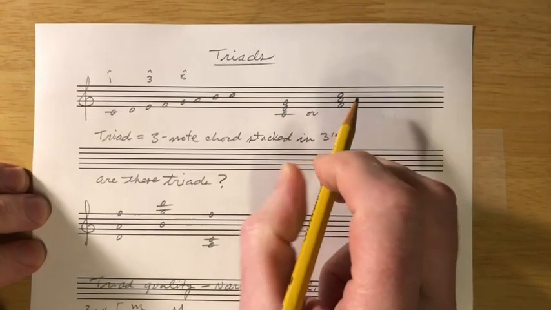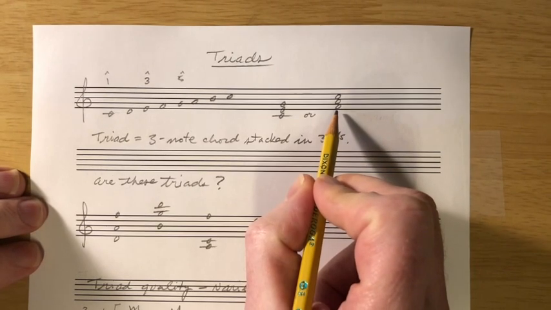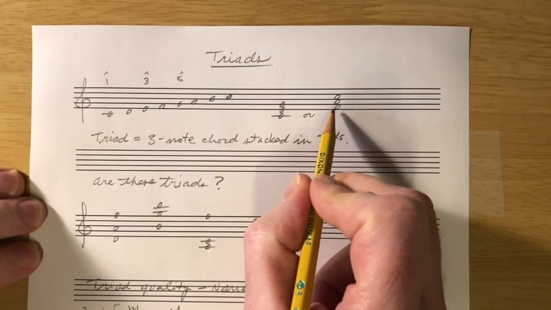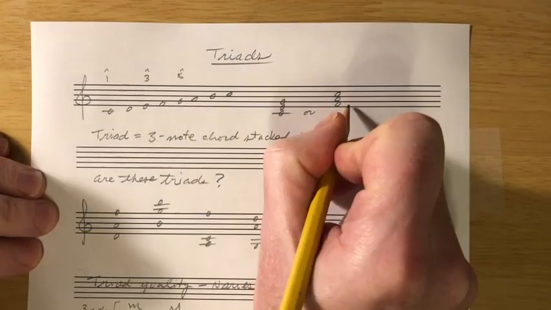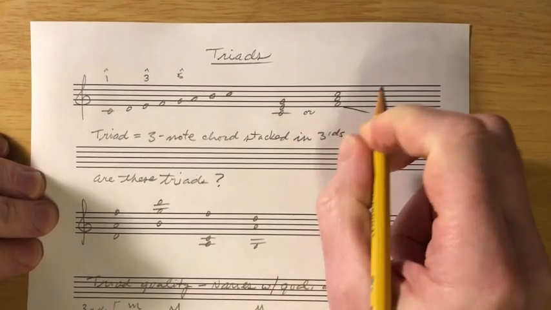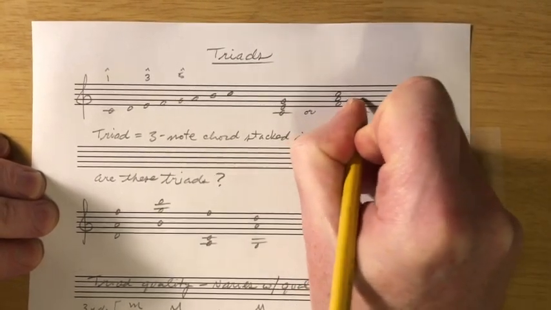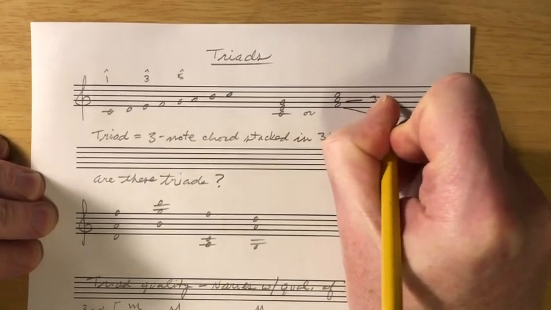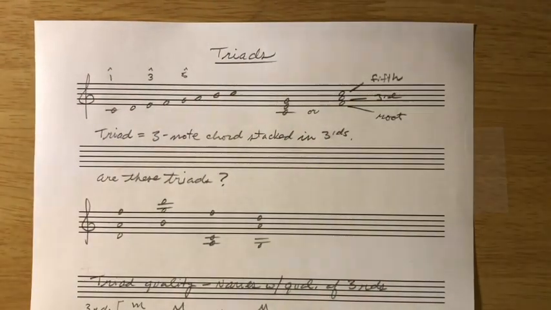If we have our triad sitting here in its most basic position, which is called closed root position, so that we can really see that FAC is a stack of thirds, we can name the parts of the triad. This is called the root. This is called the third. And this is called the fifth of the triad.